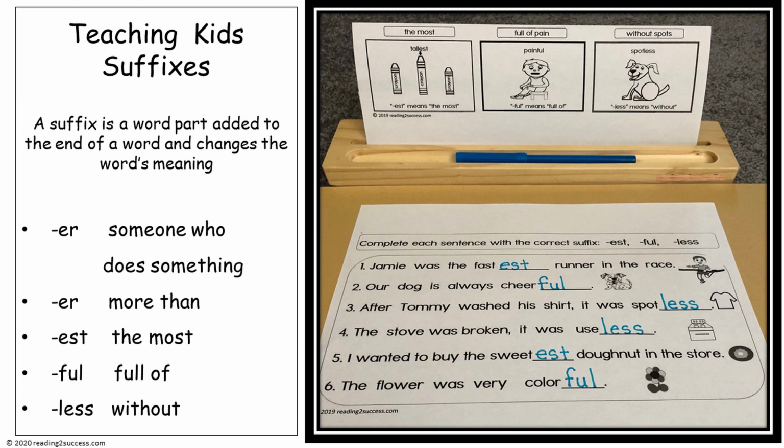Kids need to know a suffix is a word part added to the end of a word, and it changes the word's meaning. We're going to look at 5 suffixes. The first one is er, and it means someone who does something. There is a second er suffix, and it is a comparison meaning more than.